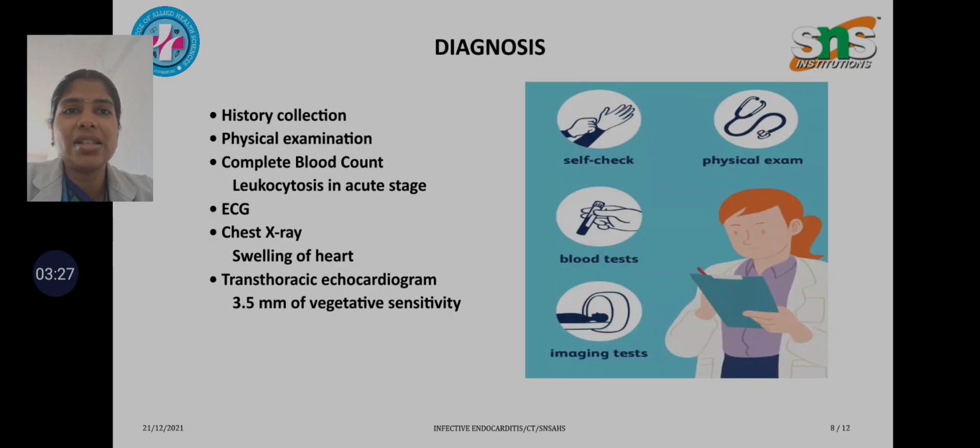Diagnosis is also done: history is collected, physical examination is completed, and a complete blood count shows leukocytosis in the acute stage. An ECG is also done, with tachypnea noted and changes in all the chest leads, and a chest X-ray is also done, showing swelling of the heart. The transthoracic echocardiogram shows a 3.5 mm vegetation on the posterior mitral leaflet.